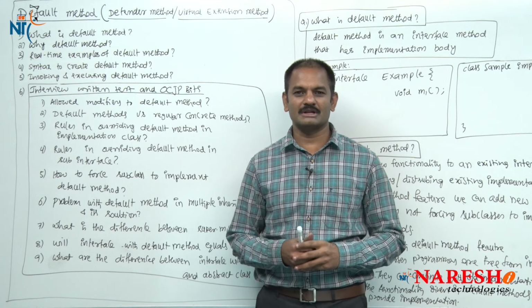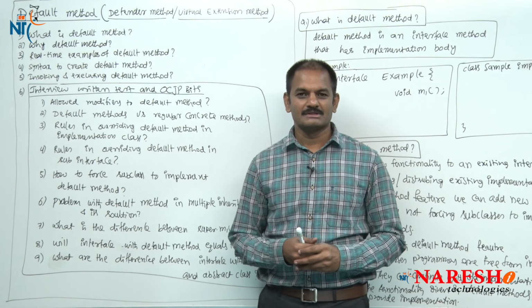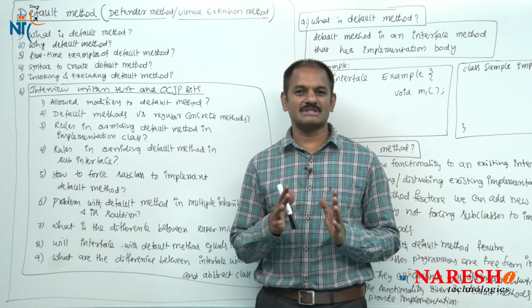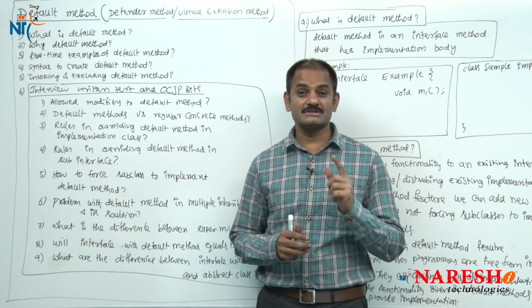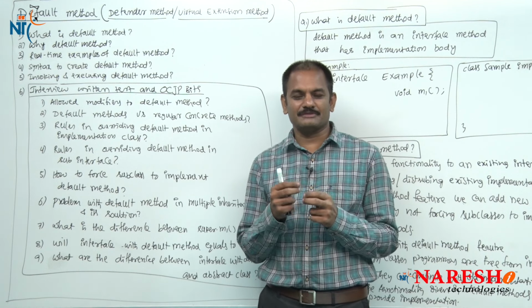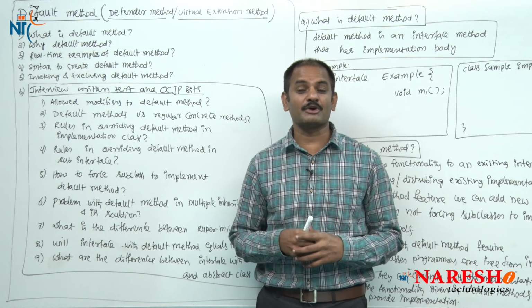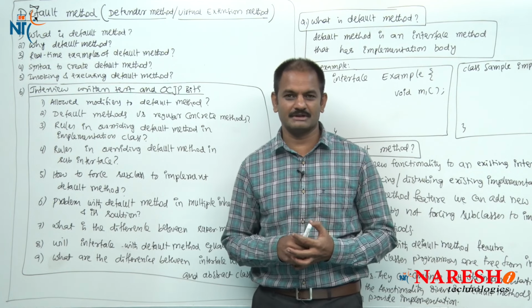Can you recollect what the different objectives of Java 8 new features are? I told you around 6 to 7 objectives are there. The first objective is solving the limitation of interface. What is the limitation of interface? What is the problem with the interface? Let us try to understand.